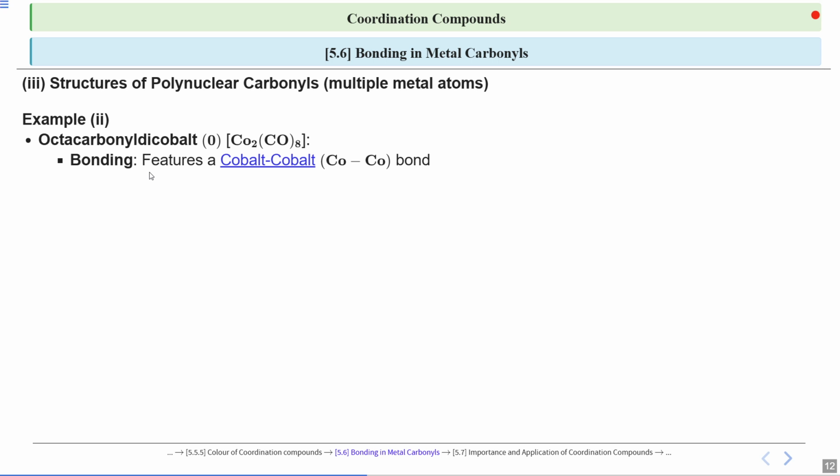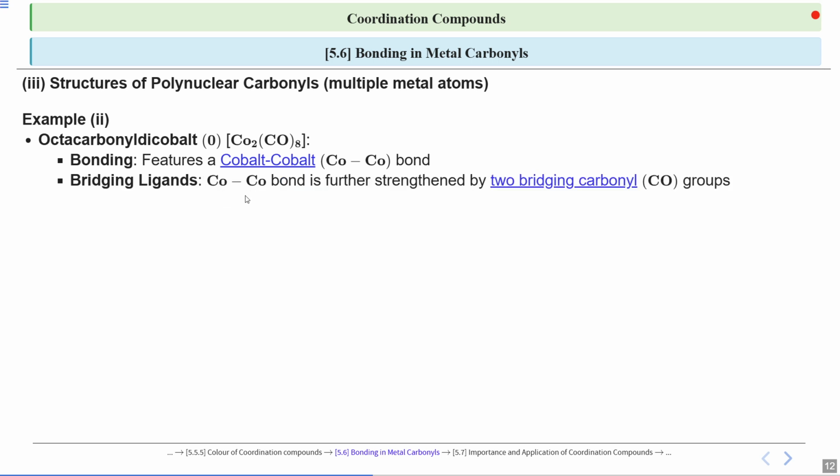The bonding here features a cobalt-cobalt bond. As we have seen in the manganese case in the previous example, here the bonding is between the cobalt and the cobalt, which are the central metals of both units. So there is direct bonding between these two metals.